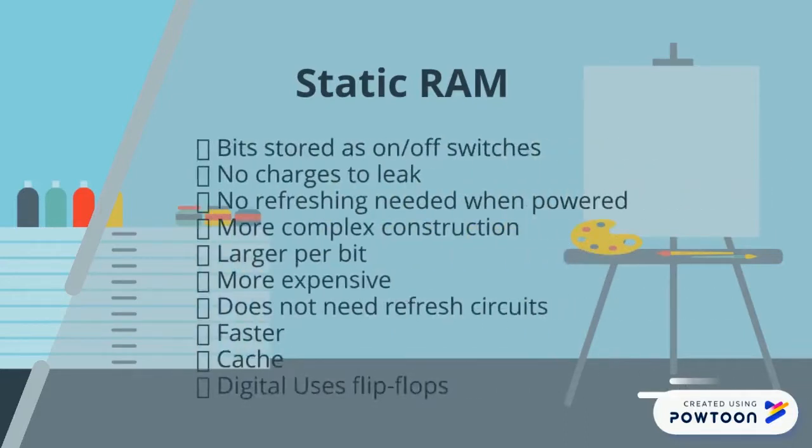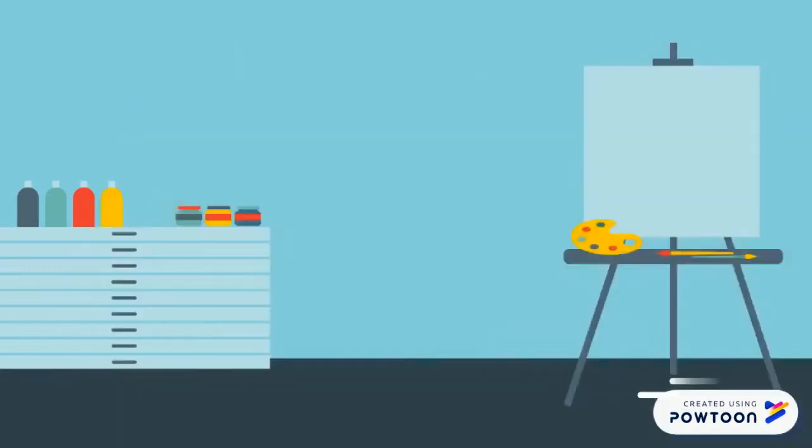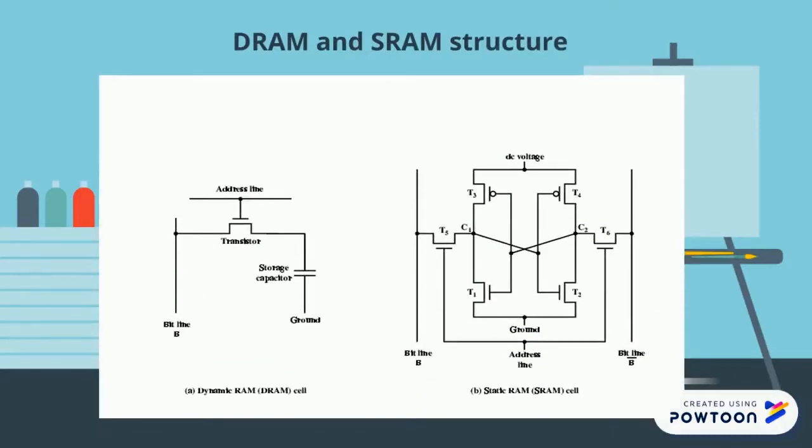The characteristics of static RAM. The first one is bits are stored as on-off switches, no charge to leak, no refreshing needed when powered, more complex construction, larger per bit, more expensive, does not need refresh circuits, faster, used in cache and digital. Here are the structures of DRAM and SRAM.